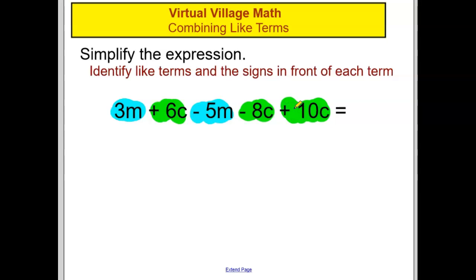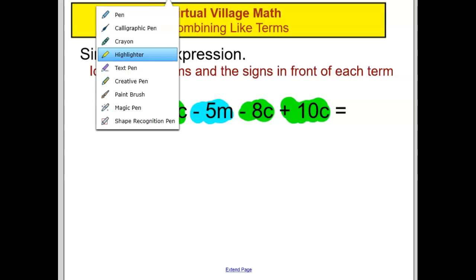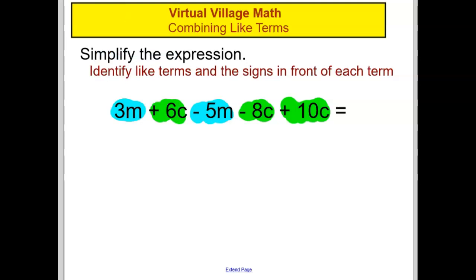I'm going to start by combining my m's. You could start by combining your c's. It makes no difference which one you start with. I've got 3m, and now I see the sign in front of that 5m, 3m minus 5m. That's negative 2m, because 3 minus 5 is negative 2. My variable stays the same there.